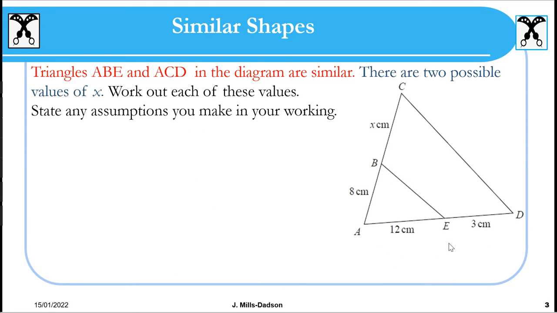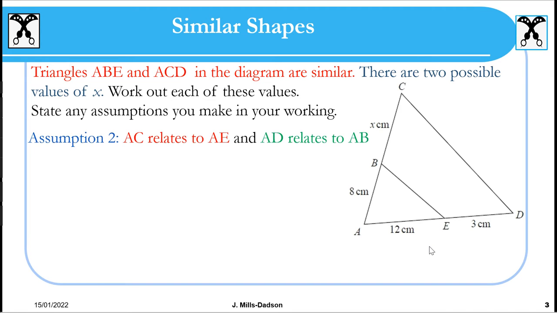The other assumption is where you state that AC relates to AE and not AB. So AC relates to AE and AD relates to AB. And that relation will lead to a different scale factor. So the scale factor will now be AD divided by AB. This is what we have, 15/8 as the scale factor.